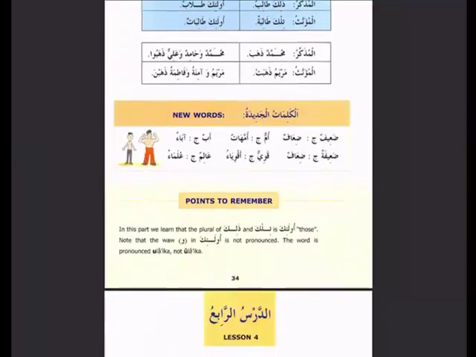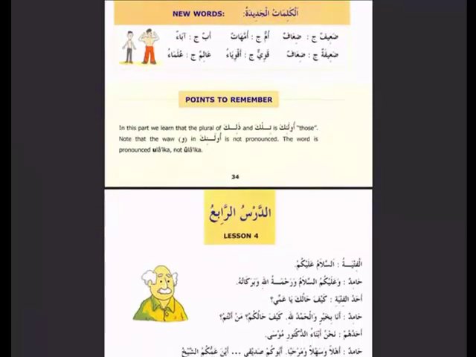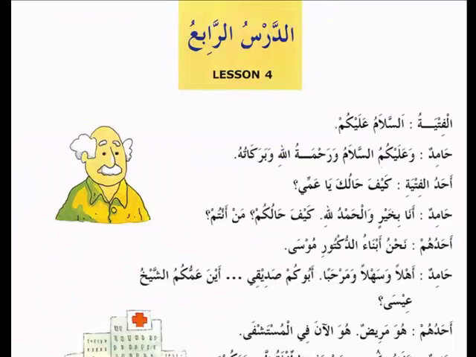Now let's start the lesson number 4. So now let's begin at Darsul Rabi', lesson number 4. Al-Fityatu, the boys, the young boys. Al-Fata is the singular and Al-Fityatu is what? The plural of the young boys. Assalamu alaikum. So here Assalamu is what? Mubtada, and alaikum jar majroor is the muta'alliq of the khabar mahzoof.